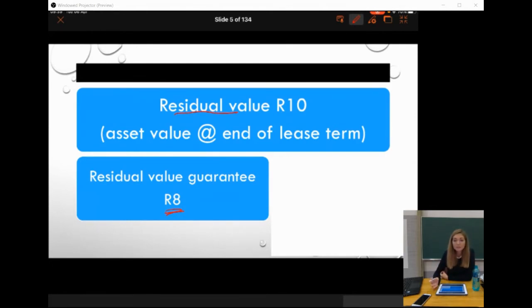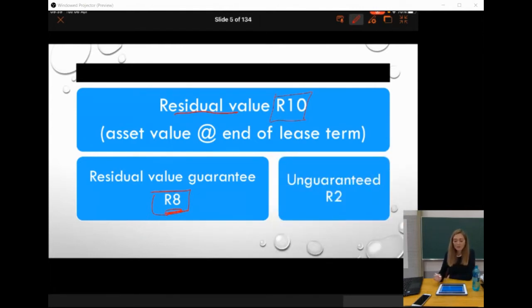Okay, so that's important, because at the end of this lease, I am giving the asset back. So the lessor is actually receiving an asset that is valued at R10, but my guarantee was that it won't go below R8. So if at the beginning of the lease term the lessor says, okay, we expect the residual value to be R10 and the residual value guarantee is R8, then the R2 will be the unguaranteed residual value. Okay, so the unguaranteed residual value is the difference between the actual residual value of the asset and the amount of the residual value guarantee.